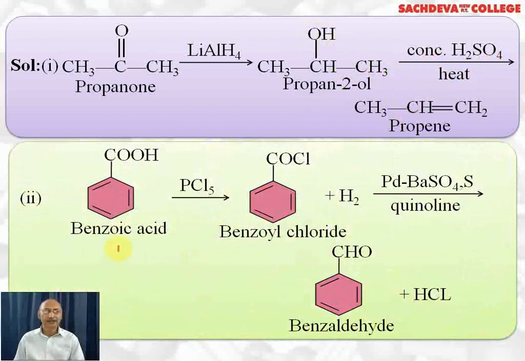Second is from benzoic acid to benzaldehyde. Now, if you try to reduce benzoic acid directly, it may reduce to benzyl alcohol. So, the best way is to convert it into benzoyl chloride first with the help of PCl5 or thionyl chloride, SOCl2, or even PCl3 can be used. So benzoic acid will change to benzoyl chloride. And now we use the Rosenmund reaction, reduce with hydrogen using palladium and BaSO4 and a small amount of sulfur. Quinoline is used as a solvent and the product formed is benzaldehyde.